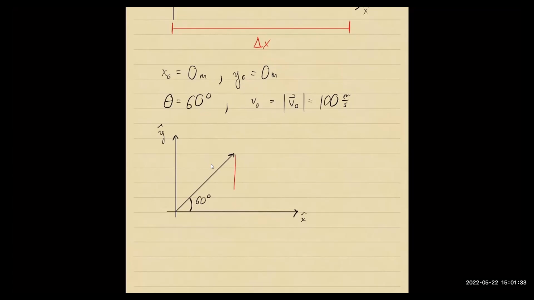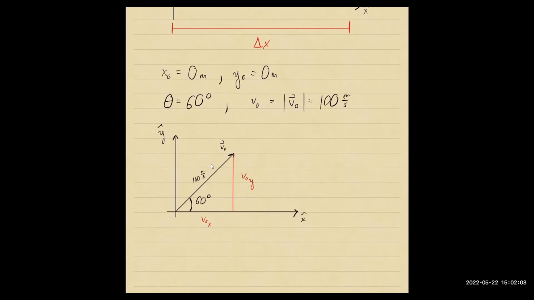And we're going to make a triangle, right triangle, just like we've done before. So this is our initial velocity vector, and it has a magnitude of 100 meters per second. We want to find its x component, the initial velocity in the x direction, and also its y component, the initial velocity in the y direction. So we're trying to find these two things.